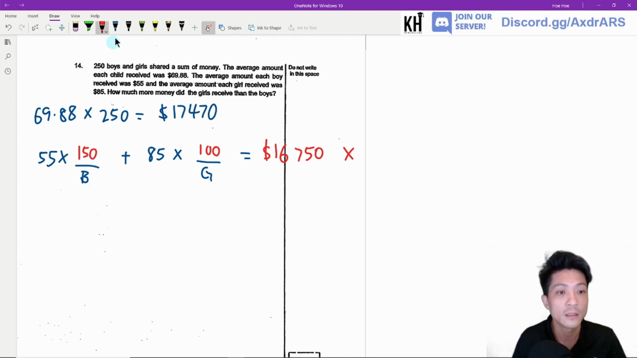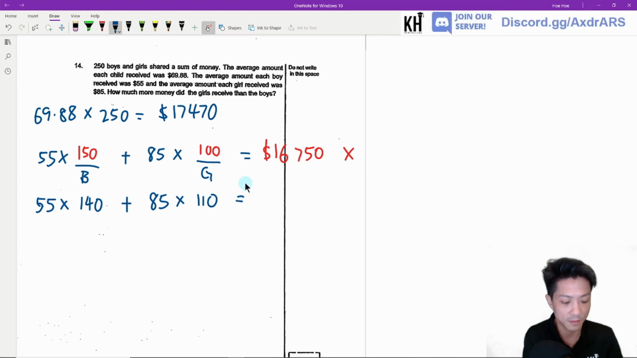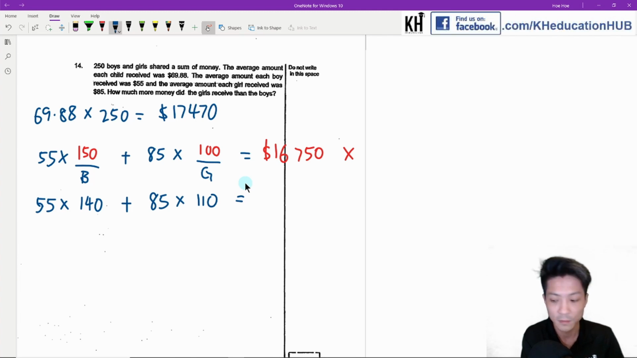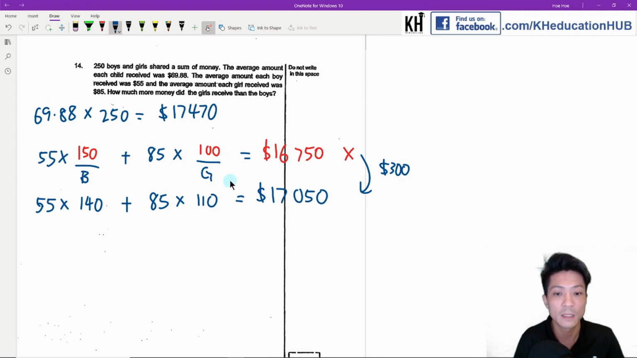I'm going to do an increase of 10, which means that the next step will be to use 55 times 140 plus 85 times 110. This will give me 17,050. Let me calculate what the increase is. From 16,750, it is 300. So every time I increase by 10, it increases by 300. If I decrease 10 more over here, 130, and increase another 10 more over here, 120, it's going to give me 17,350.